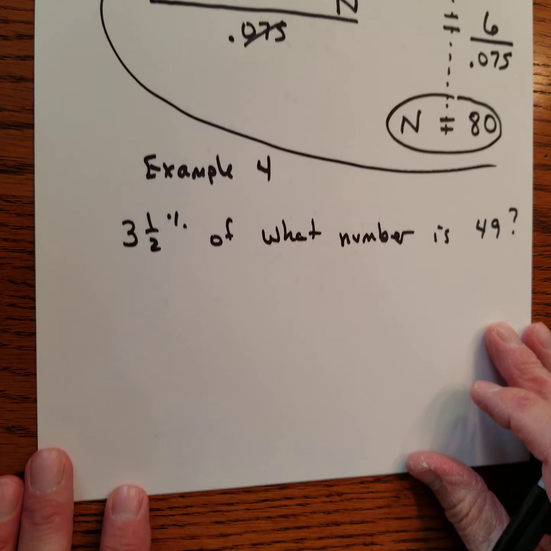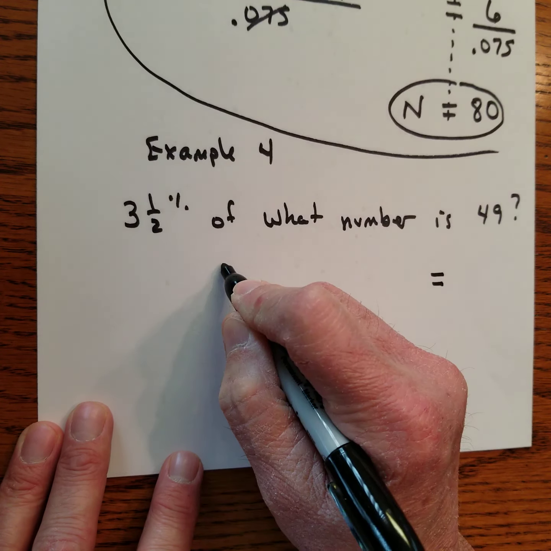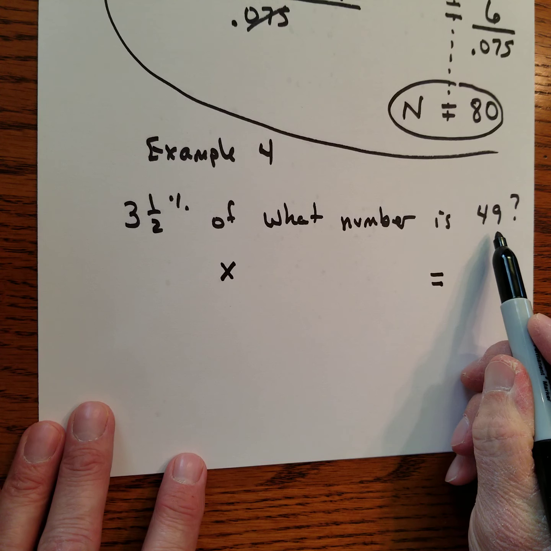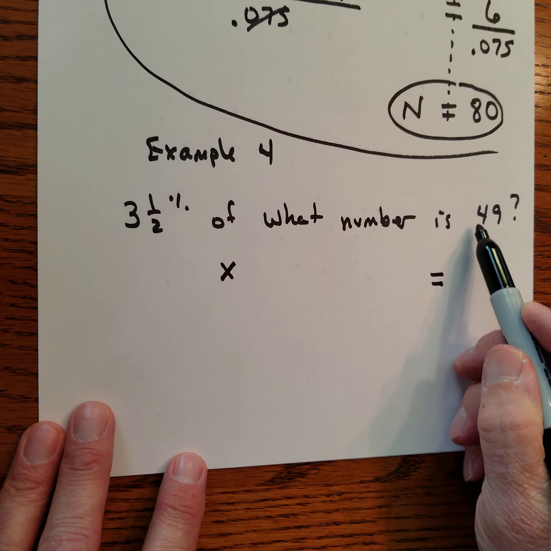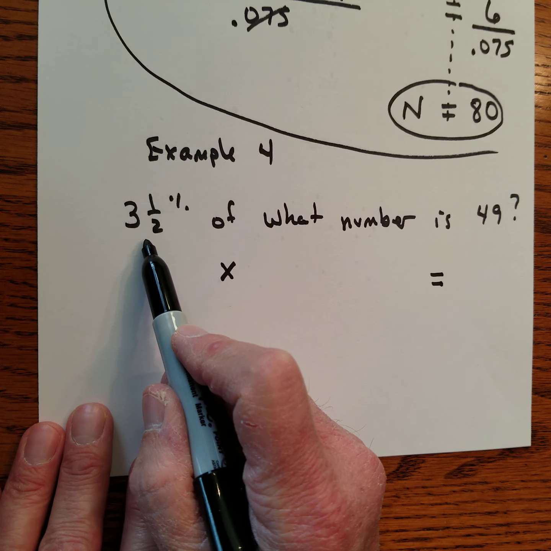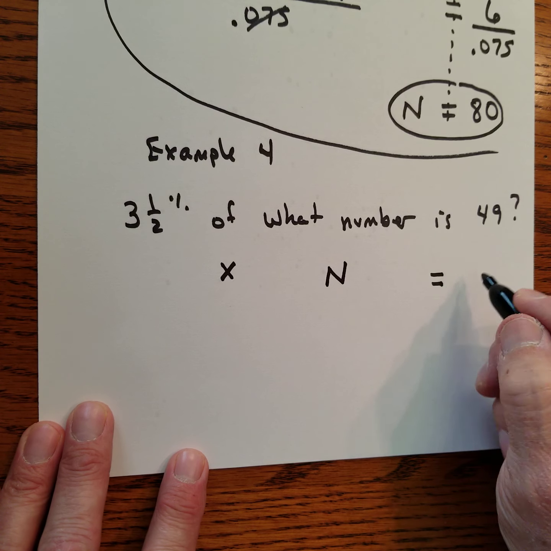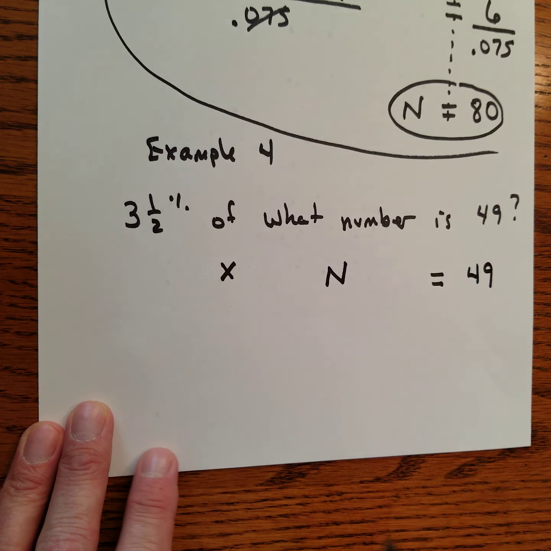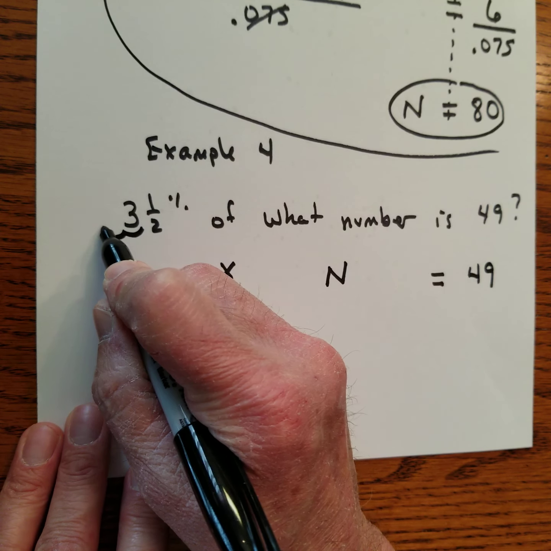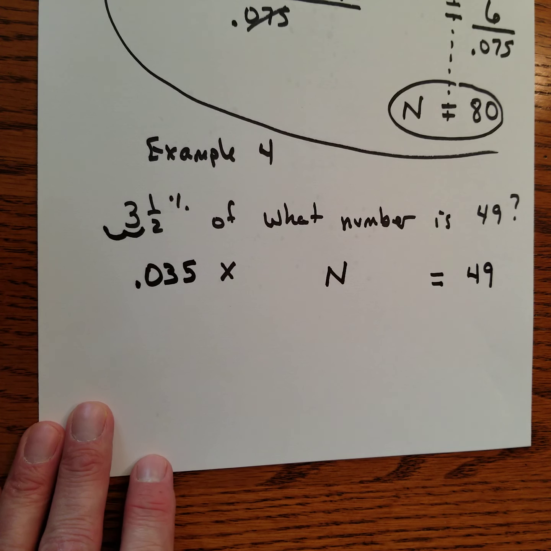All right, last example. Is equals, of is times. This time we paid $49 in tax. That's a lot of tax in a county that only charges 3.5% sales tax. What number is it? 49 is 49, and 3.5% is 0.03 with a half tacked on the end.